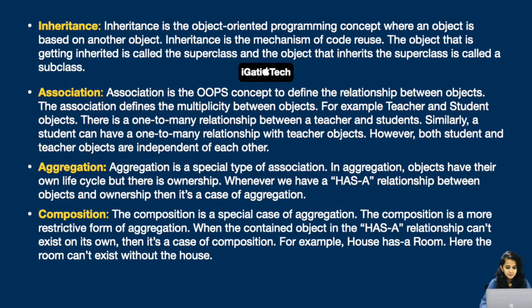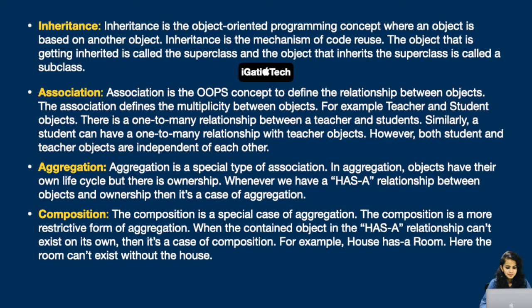Next is aggregation. Aggregation is a special type of association. In aggregation, objects have their own life cycle, but there is ownership. Whenever we have a relationship between objects and ownership, then it's a case of aggregation.